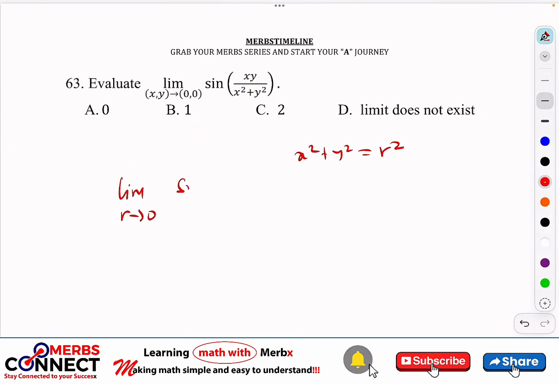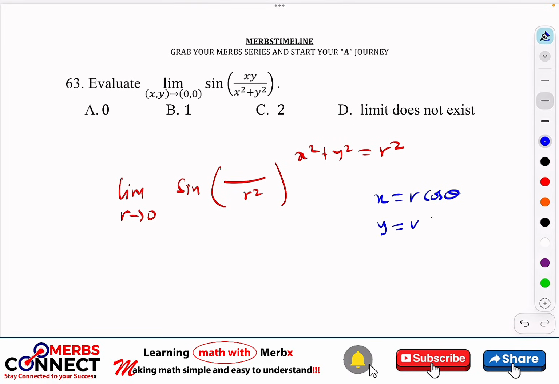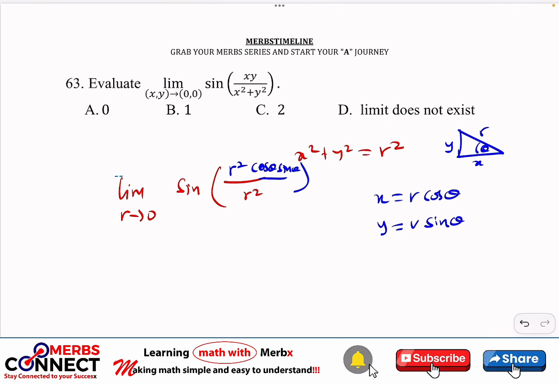So on the top, I'm going to have sine of something over r squared. Now, what is x? We know that x is equal to r cos theta and y is equal to r sine theta. Don't forget, always draw if you forget this. This is x, this is y, this is r. So on the top, we are going to have r squared sine theta cos theta.